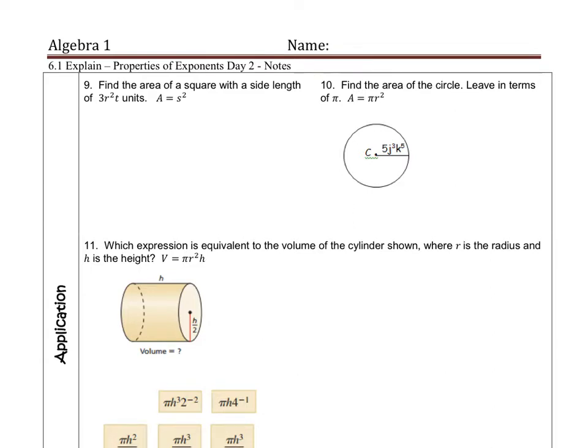Okay, welcome back to part 2 of the videos. These three problems are all putting everything into a real life or application situation.